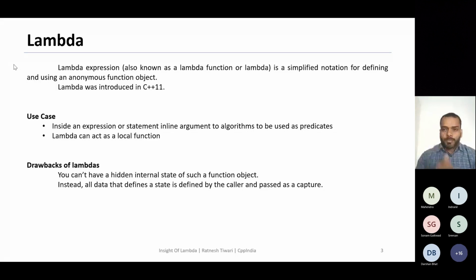Drawbacks of lambda. What are the drawbacks? If we write a structure or class, we can use abstraction to hide private members, and only member functions have access to them. While in the case of lambda, if we want to capture anything or use local variables, we first have to define it and then use it. So we are not able to hide that information in the case of lambda, and that's its drawback.